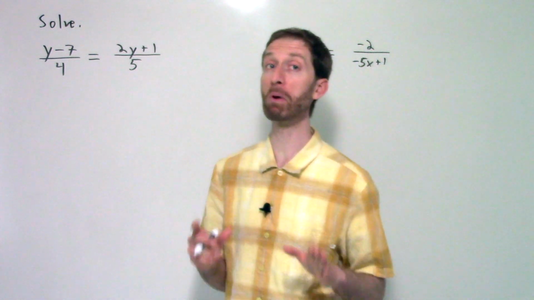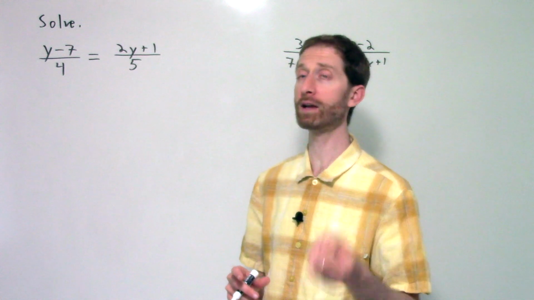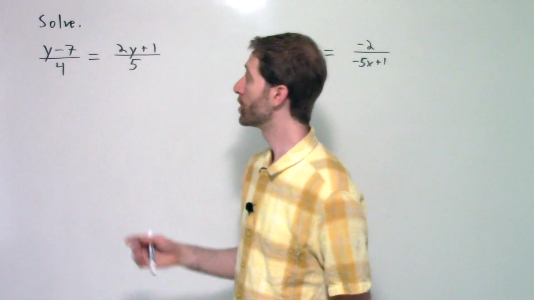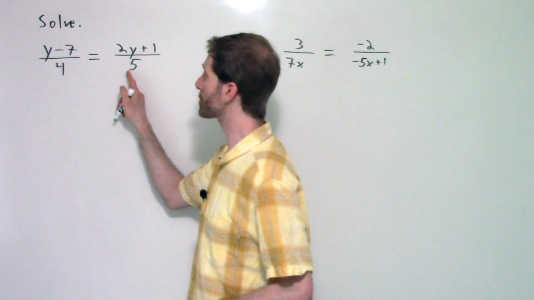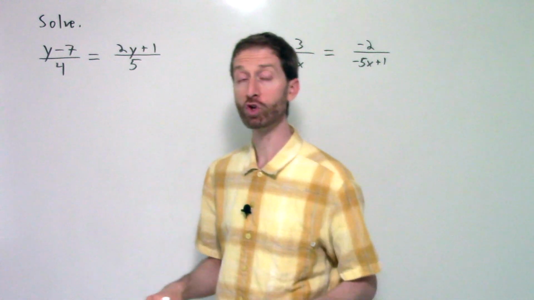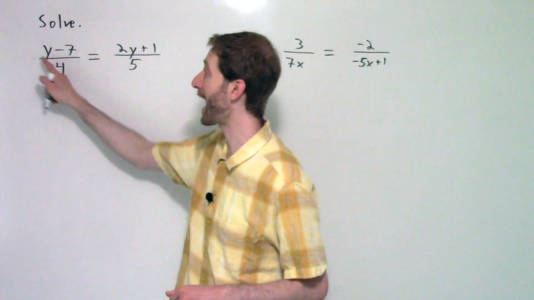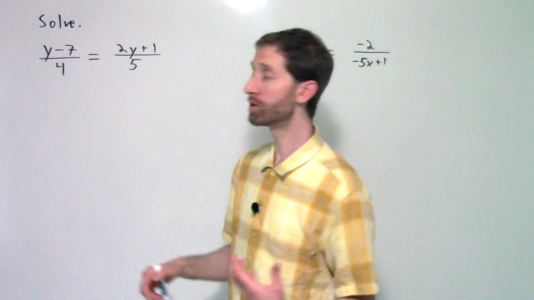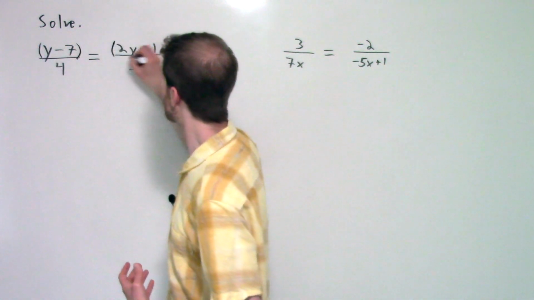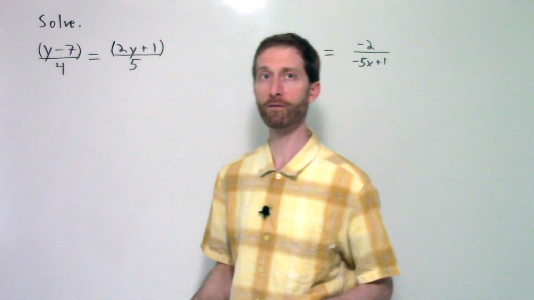We still cross multiply like normal, but something to recognize is that this entire numerator is y minus 7. So when I cross multiply, I'm not just going to multiply 5 by the y, or 5 only by the negative 7. You're multiplying 5 by the entire numerator. So what I like to do is put parentheses around the y minus 7, like so. And the 2y plus 1, because that'll be multiplied by 4.